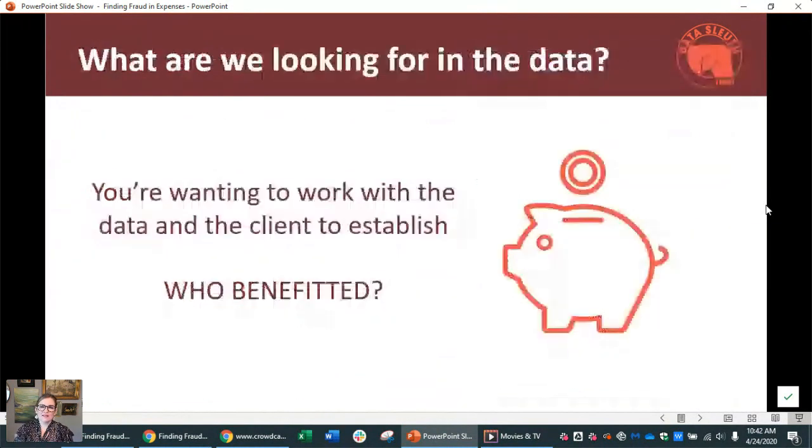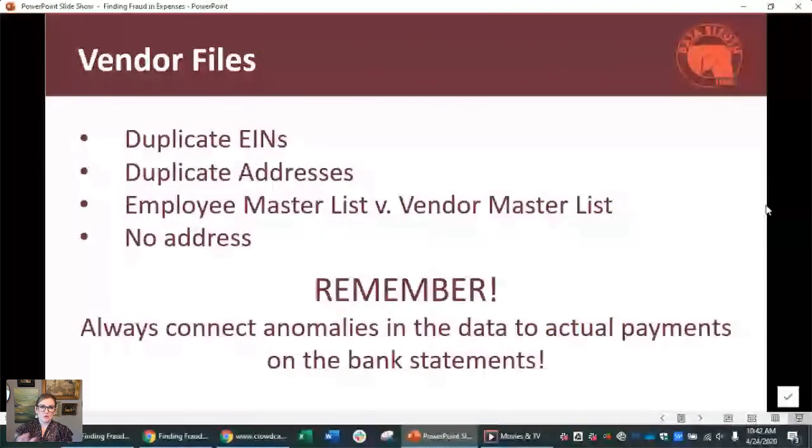So what are we looking for in this data? Once again, we have to look for who benefited. And a lot of times we do this by working with the client and the attorney, because the client knows their story, but we know data. So we can put all of this data into a format that the client can easily digest, and we can work together to identify, okay, this is a normal business expense and this is not.